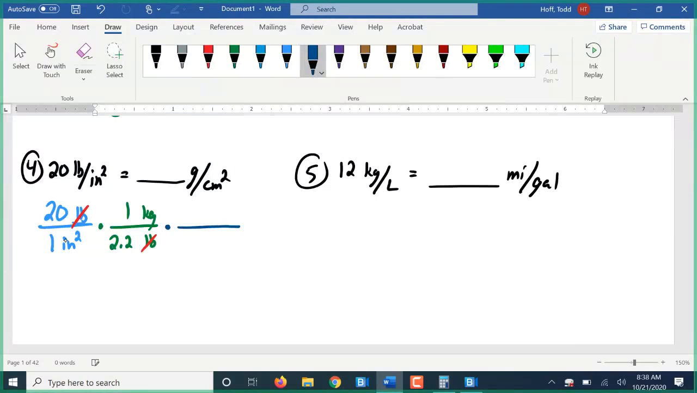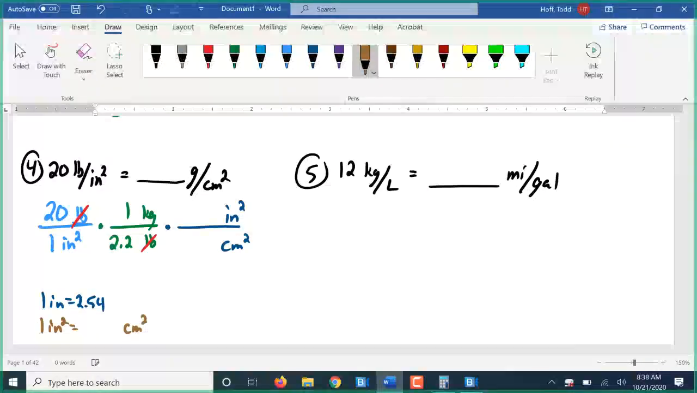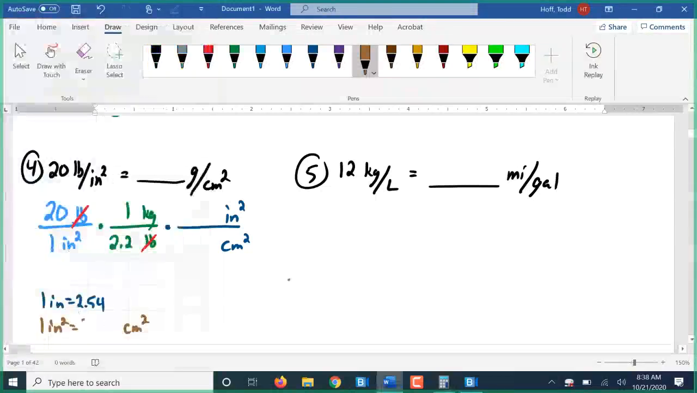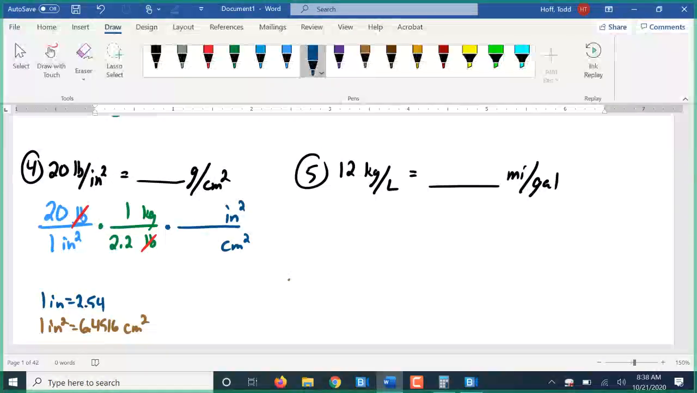Now, to get rid of the inches squared, they're going to go on top, and we're going to centimeters squared. We know that 1 inch equals 2.54 centimeters, which means that 1 square inch equals 2.54 squared, or 6.4516 square centimeters. So 1 square inch is 6.4516 square centimeters. Now the square inches cancel out.